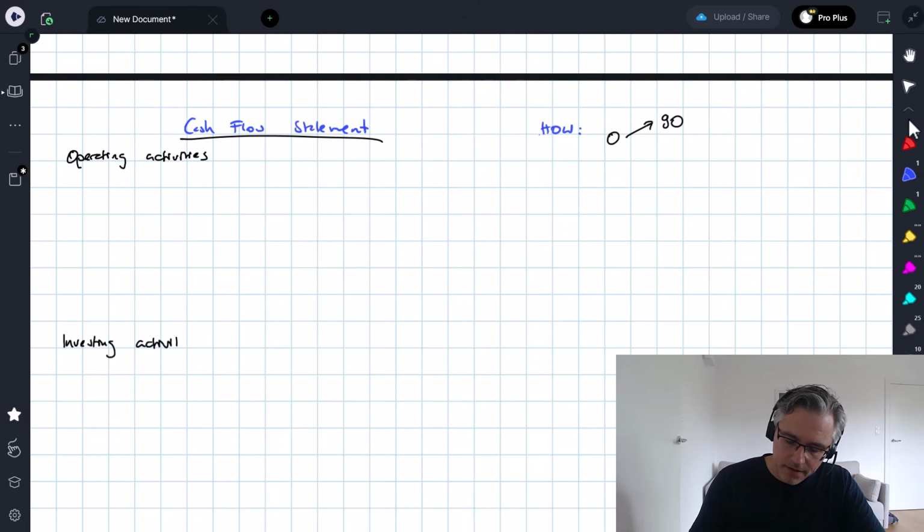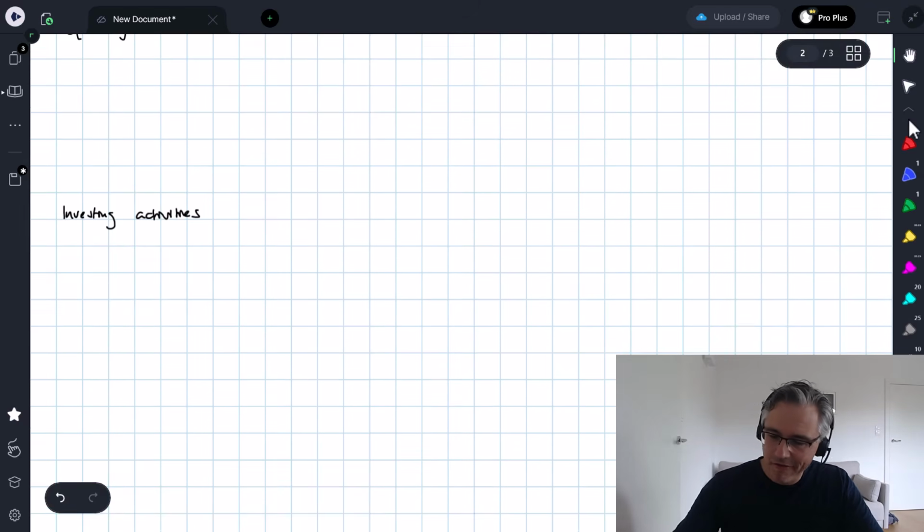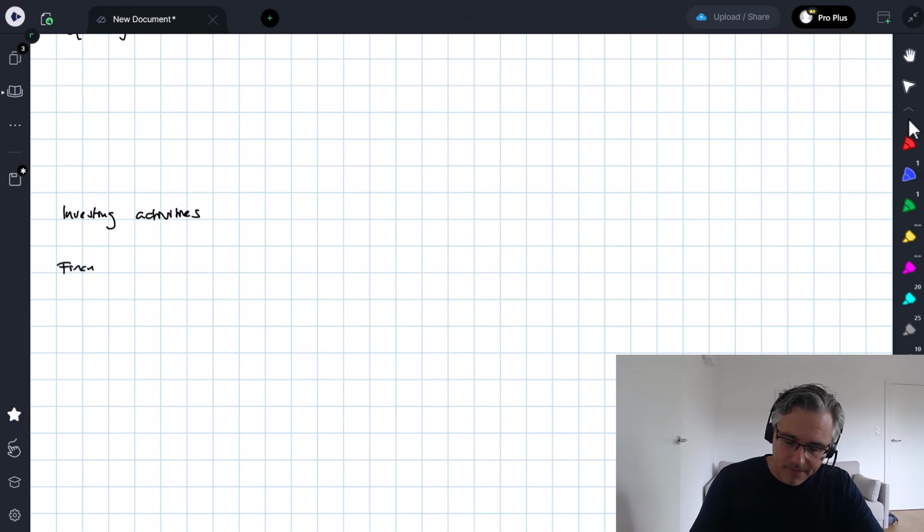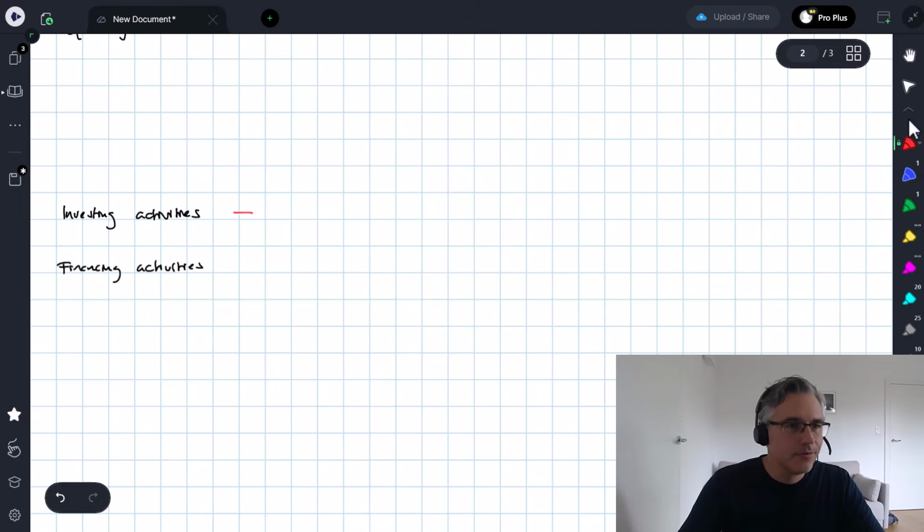Investing activities, and finally, I've got to make a bit of space here, financing activities. Actually, I don't need so much space. I can write that over here. Why? Because we don't have any investing activities in this little story, in this case study.